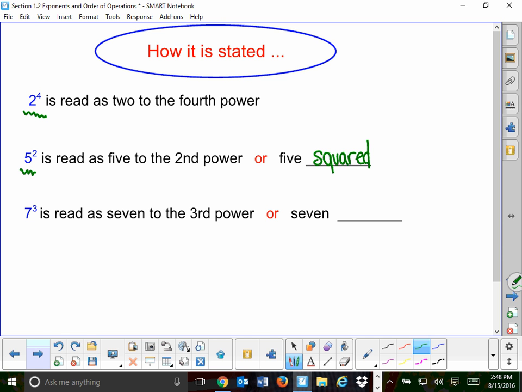And the next one is also read 2 different ways. It can either be 7 to the 3rd power, or you can also say 7 cubed. Those are the 2 more popular exponents. You'll see something being squared, something being cubed, and we can easily say 5 squared, 7 cubed.